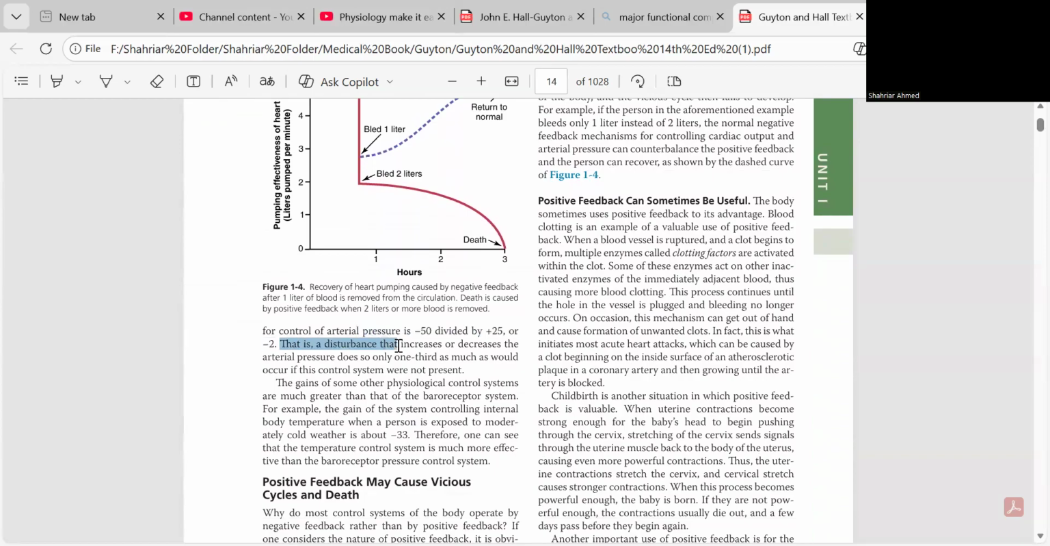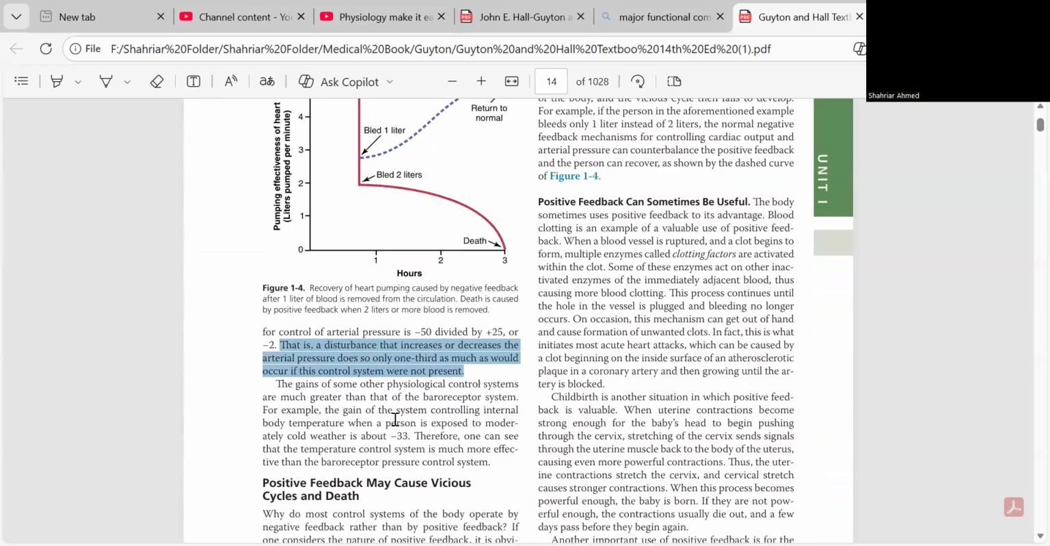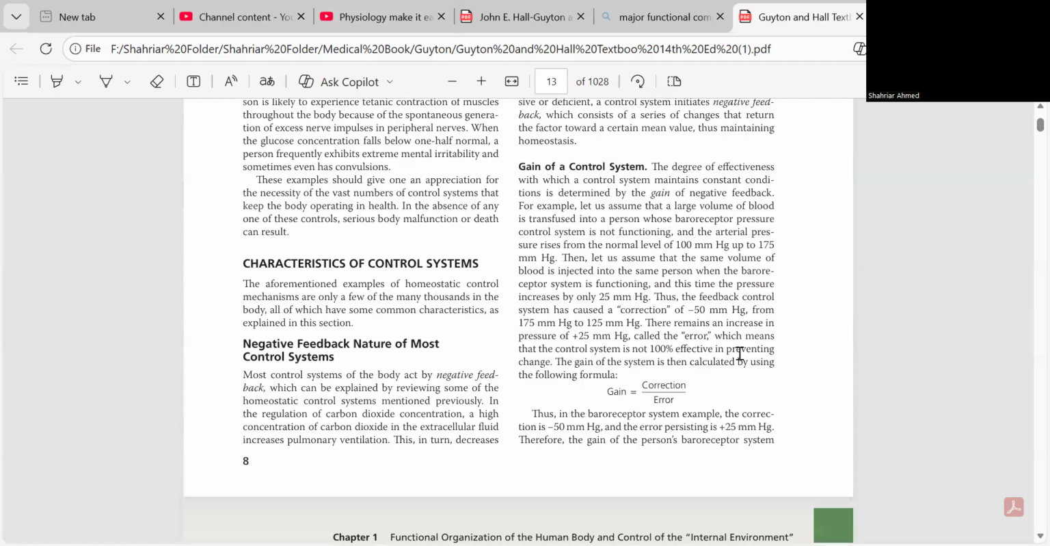That is, the disturbance that increases or decreases the arterial pressure does so only 1/3 as much as would occur if this control system were not present. You will read it, you will remember it. This control system and this example you must memorize, because when gain is asked and how it works and how it's calculated, you will have to describe it in written and viva.